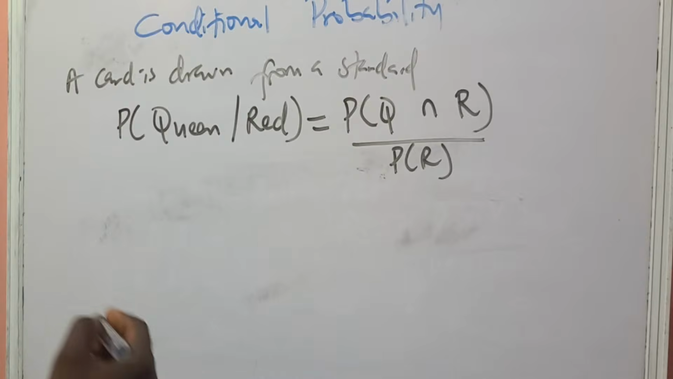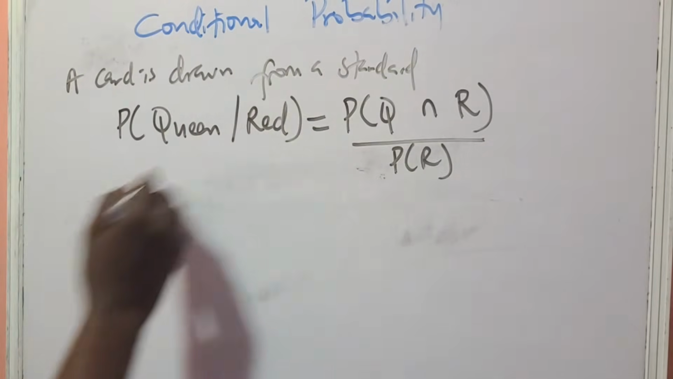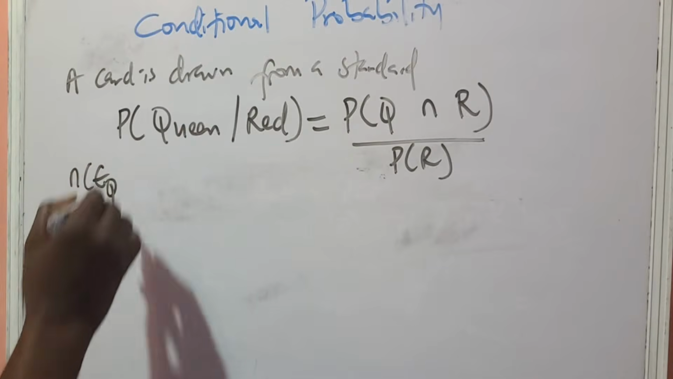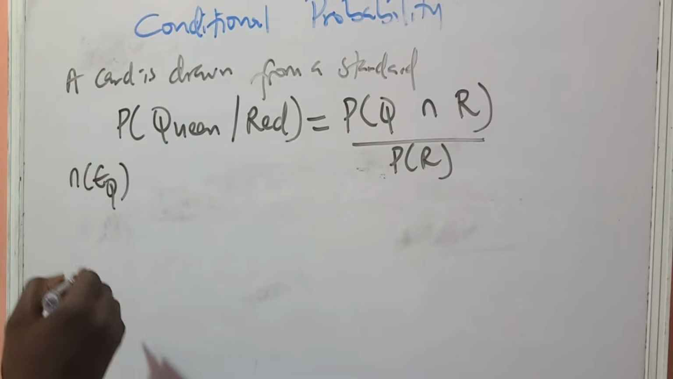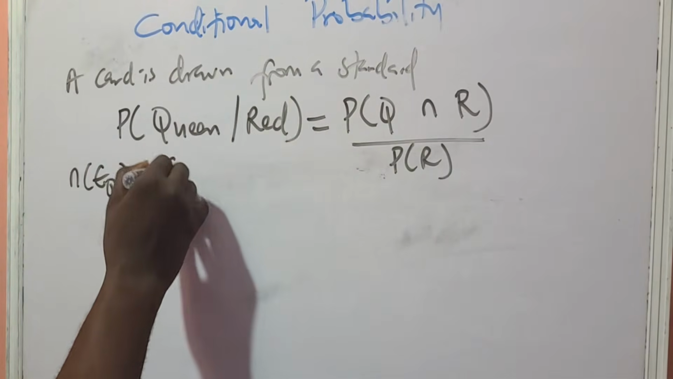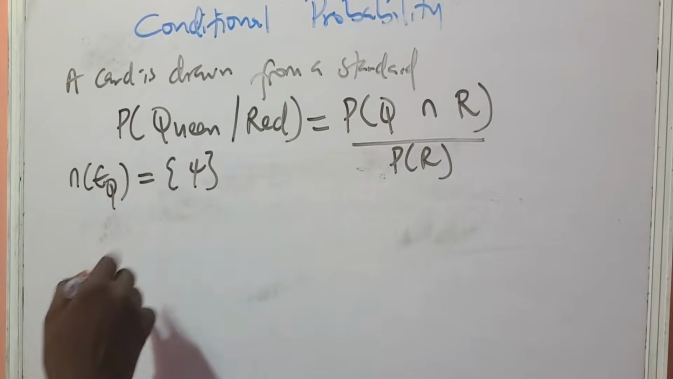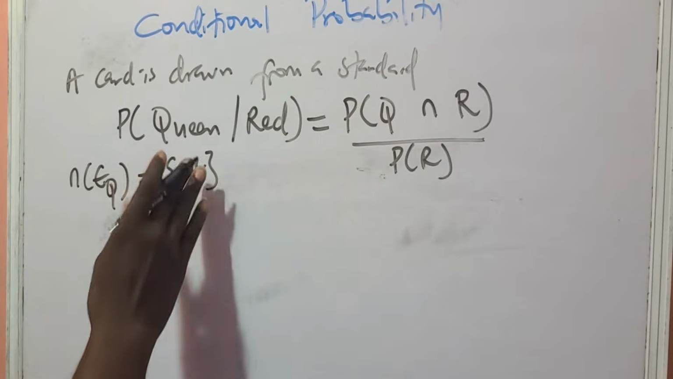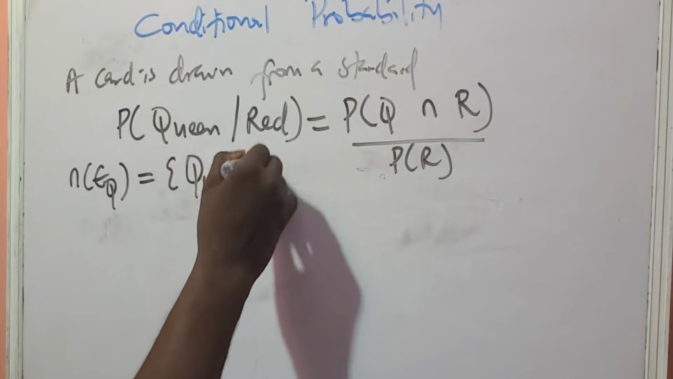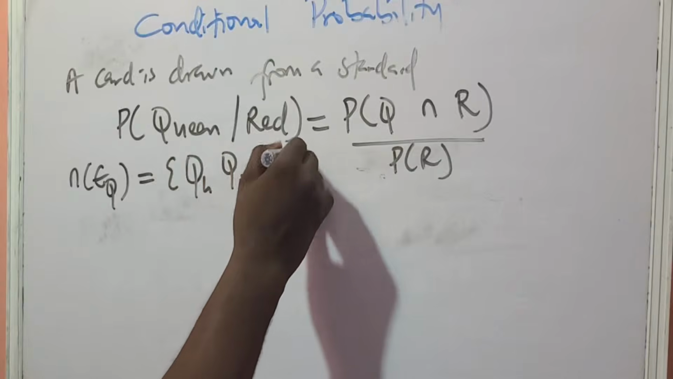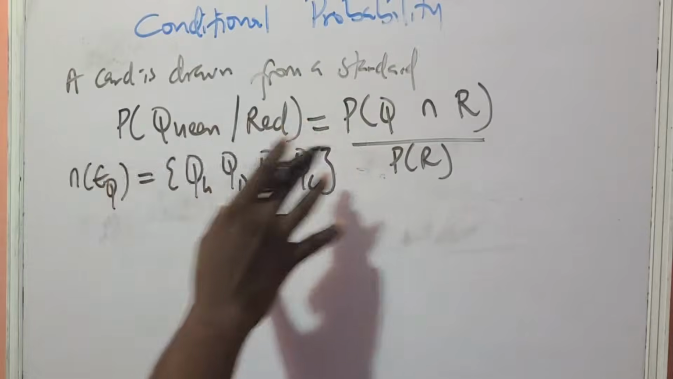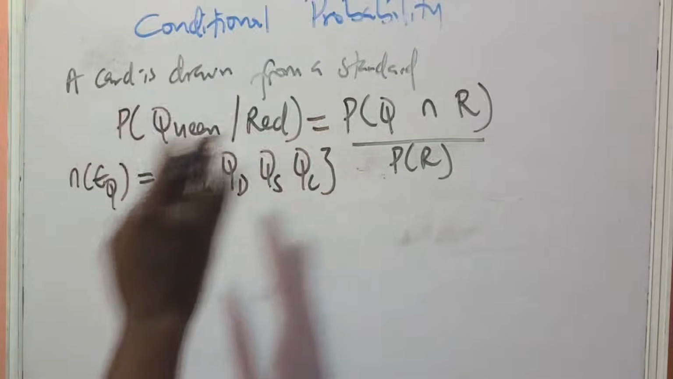Now, what's the total number of elements in the event space for queen? We have how many queens? We have 4 queens. Let me write it this way: we have queen of heart, queen of diamond, queen of spade, queen of club. This is the total number of queens we have.